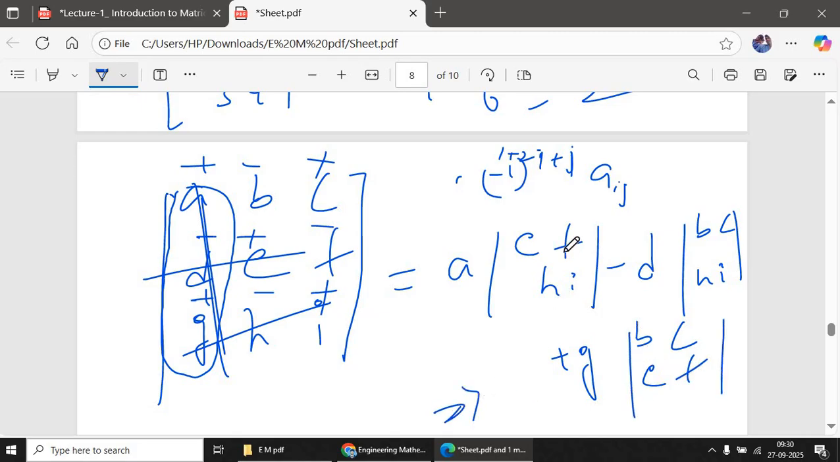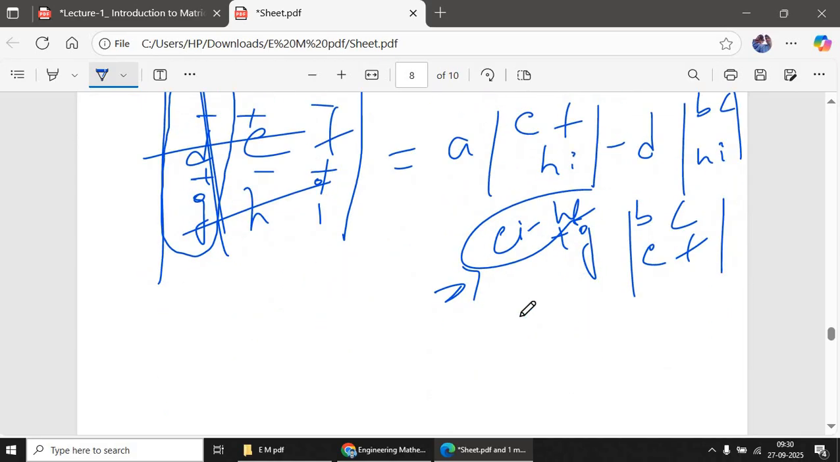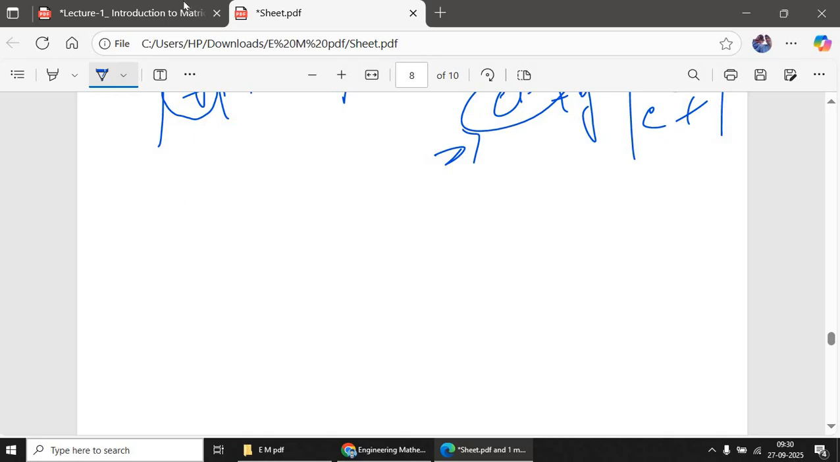Just multiply, and again the formula will be the same: EF minus HF, and AD minus BC will be the same. Let's see one example for our 3 cross 3 matrix. Let's say we are having 1 2 3, 1 0 1, 0 2 3. So this is your matrix.